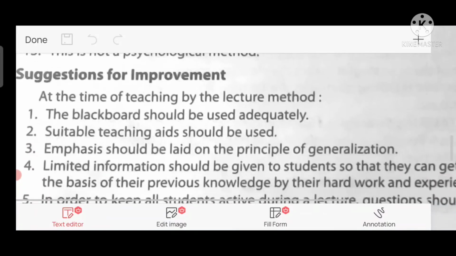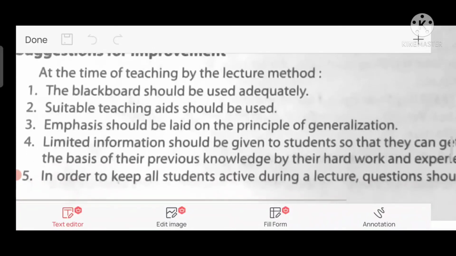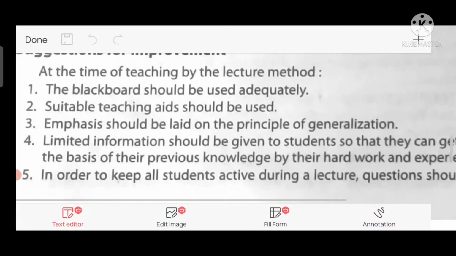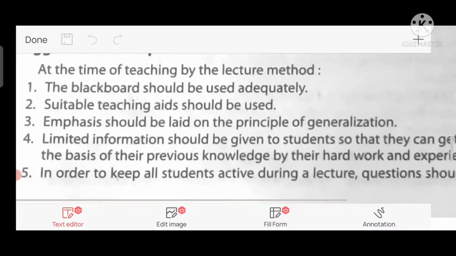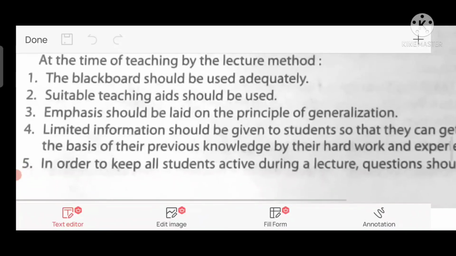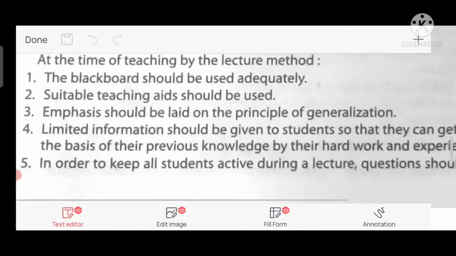Suggestions for improvement of lecture strategy. At the time of teaching by the lecture method, suggestion number 1, the blackboard should be used adequately. Point number 2, suitable teaching aids should be used.